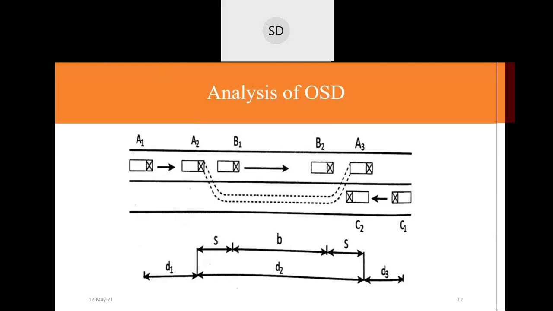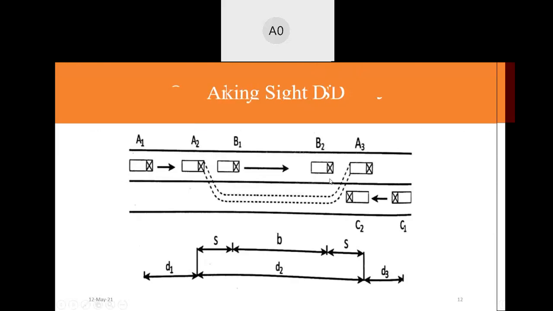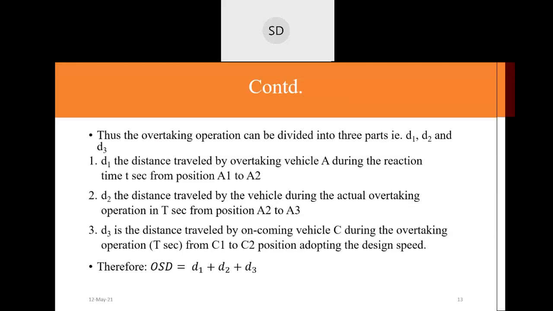So let us go for the detailed analysis of the overtaking side distance. S is constant, it is fixed. S is given by the empirical formula 0.7 VB plus 6. So basically the value of S will be depending on the speed of the overtaken vehicle. I will explain this. First I will come to the derivation portion, then I will explain each and everything.